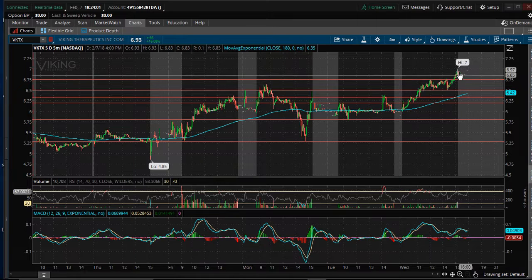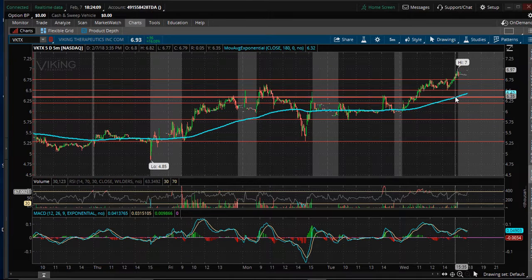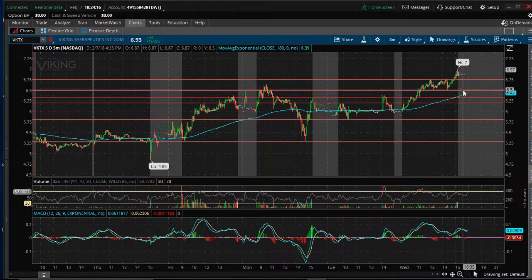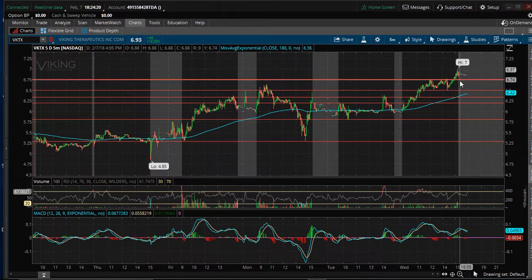Because really what I'm going to be looking for is a pullback to the support, which usually I'm just going to call the 180 SMA. I mean, that's the biggest support that I usually go off of at this point. So as you can see, that's pretty substantial downside risk to the tune of almost over 40 cents.